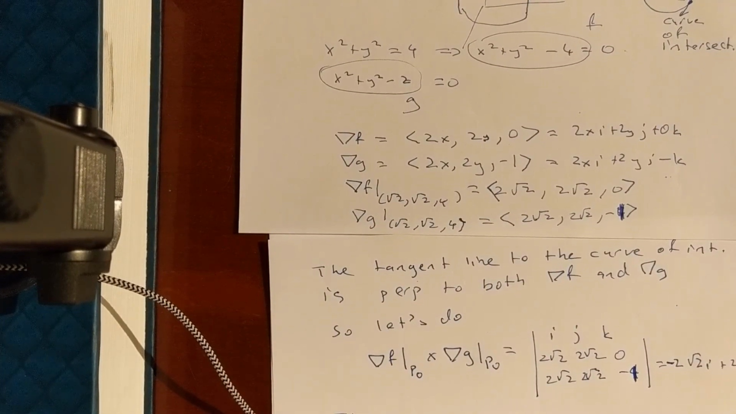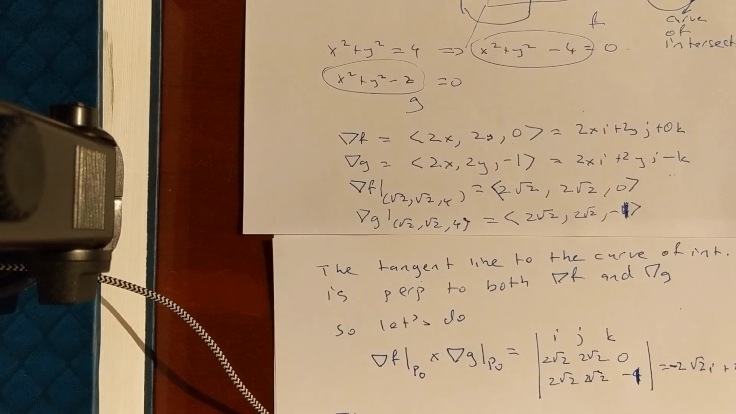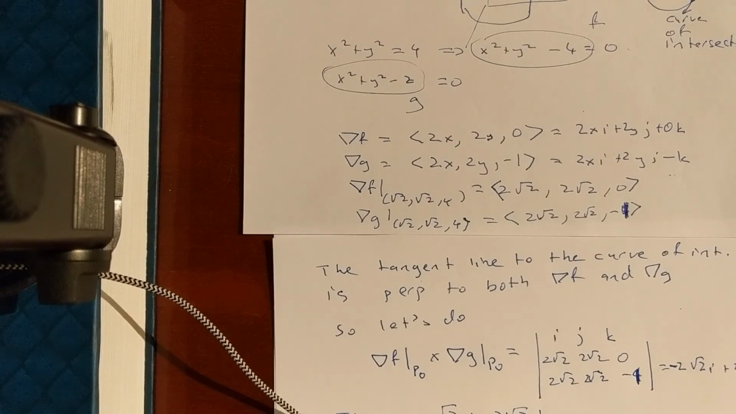Okay, so we can then parameterize our tangent line. X is going to be, what was our point? Our point was square root 2 plus, minus 2 square root 2 t. Y, that was also square root 2, the initial point was square root 2, square root 2, 4, plus 2 square root 2 t. And finally z is just going to be the point itself, 4 plus 0t. Again, t is between minus infinity and infinity.